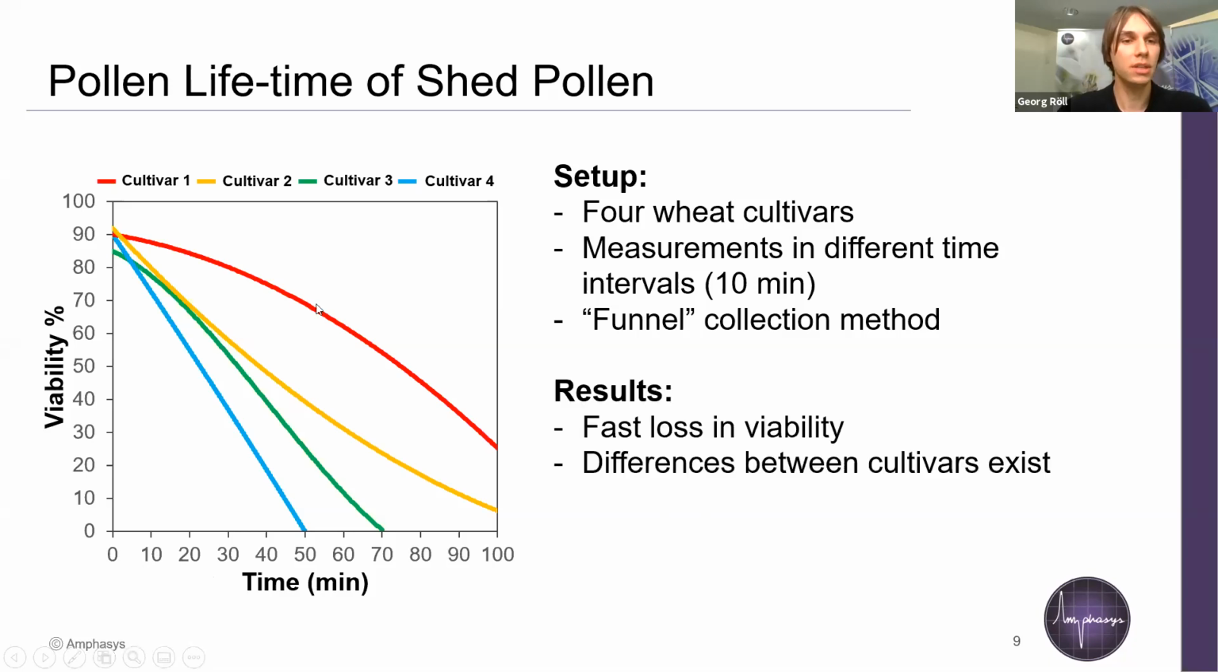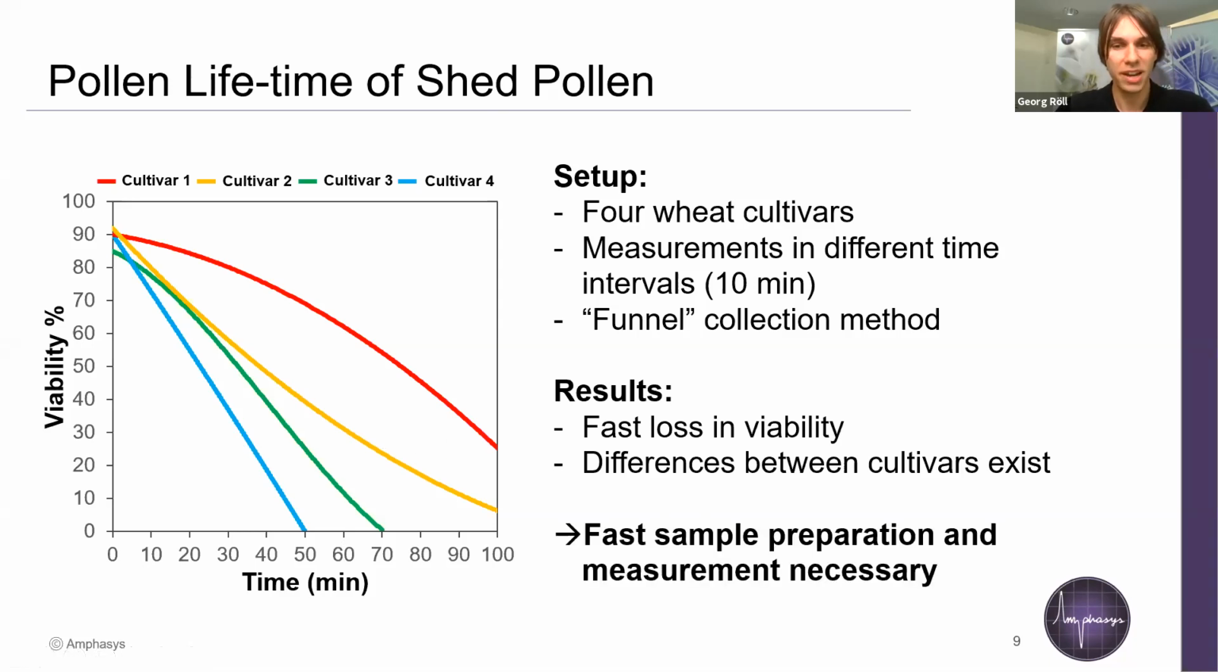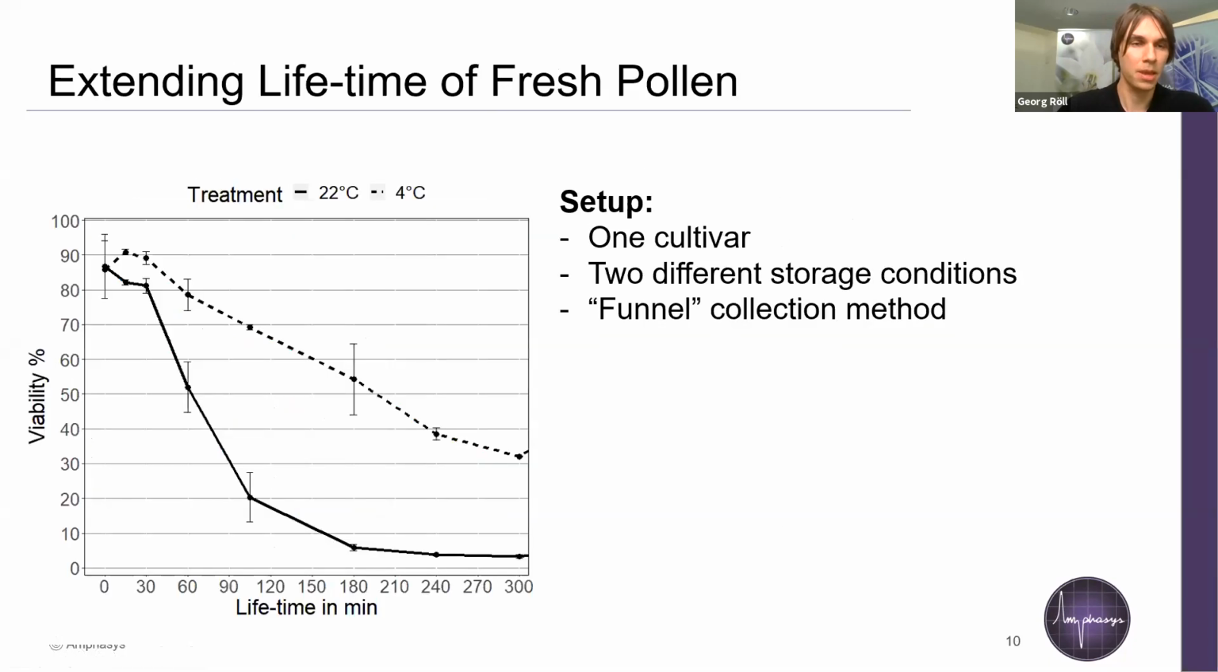What we can see is that over all 4 cultivars, the drop in pollen viability goes quite fast. So after 1 hour, in these three cultivars, they were losing more than 50% of pollen viability. So basically what we can say is that you have to measure fast in order to get very accurate pollen viability measurements. So this leads now to the next slide here.